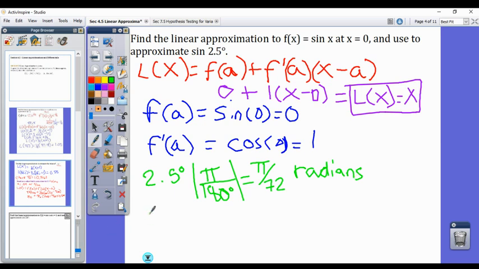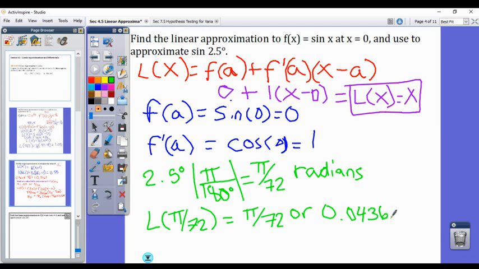Okay. So we can just substitute that in now to my linear approximation, and we will get pi over 72, which is about 0.0436 radians. And you can also check that to verify that it is true.